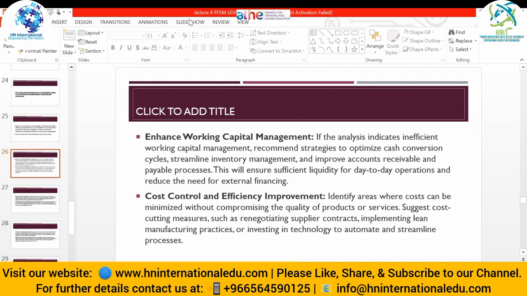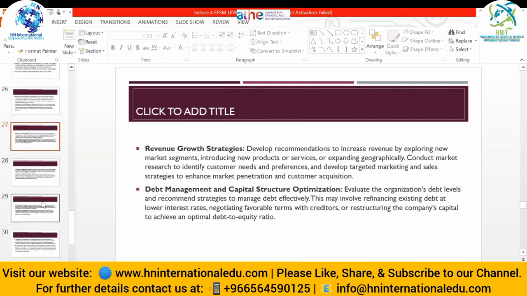Implementing lean manufacturing practices or investing in tech to automate and streamline the process. This is how we can control and improve the efficiency of the production. Revenue growth strategies.